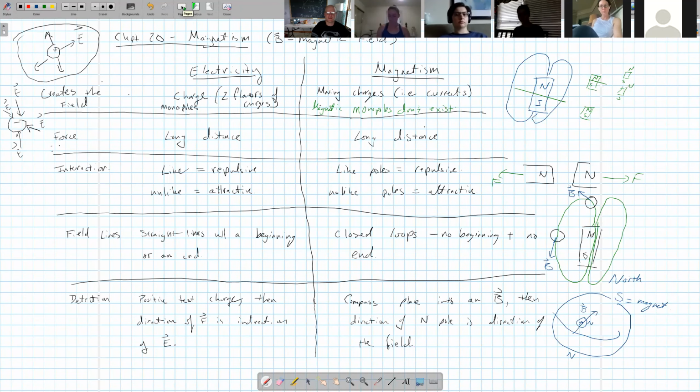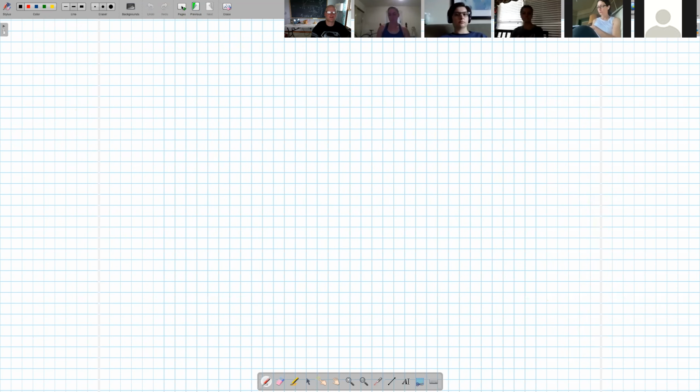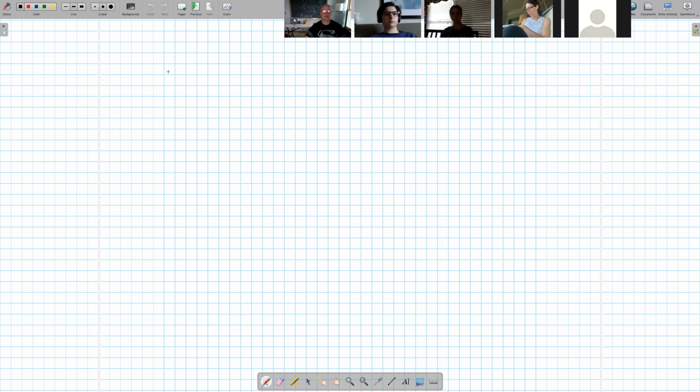Okay. The other thing to pay attention to is that the magnetic field is always perpendicular to the electric field. So those two are always perpendicular to each other. So good. So let's talk about direction of magnetic fields.